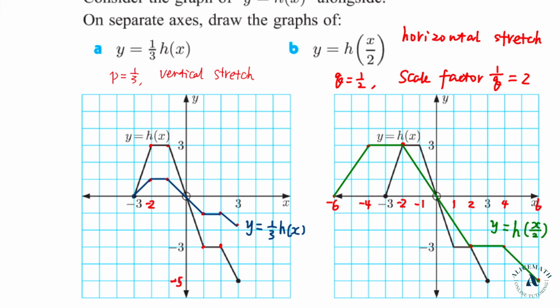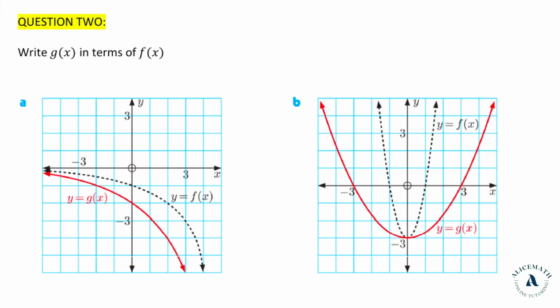Okay, so this is for the first question. Now let's move on to question 2. In question 2, they give us the graphs of g(x) and f(x), but they didn't give us the equation of each graph. The question asks us to write g(x) in terms of f(x). So how do we find some key features from each graph? Look here.